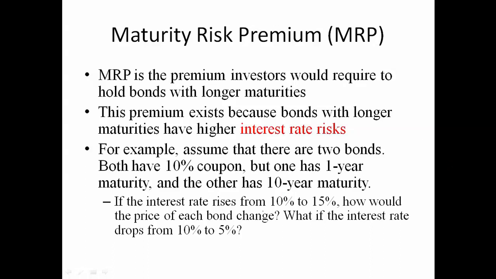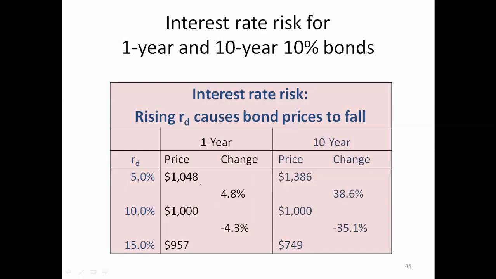Now, if the interest rate rises from 10% to 15%, how would the price of each bond change? What if the interest rate drops from 10% to 5%? You can calculate the price of each bond under each different interest rate and find out. And so I put the result in this table, and for the 1 year bond, when the interest rate is 10%, which is the same as a coupon interest rate, this bond is traded at par.